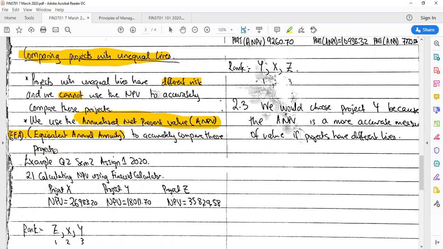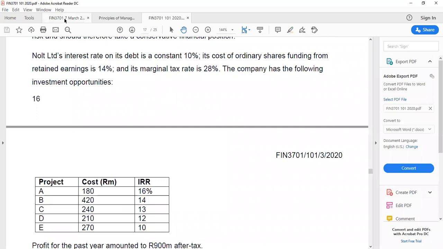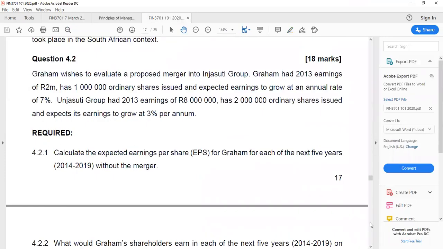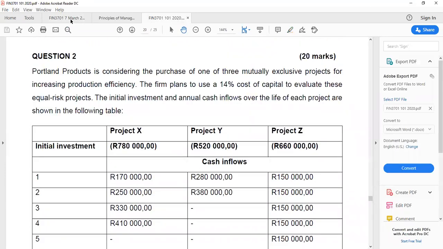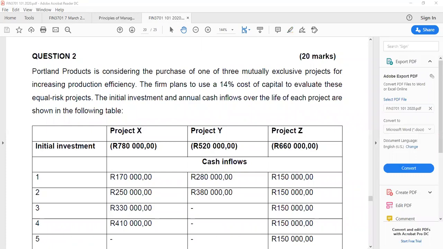So there's an example. I'll put it up on the screen. It's example 2, semester 2, assignment 1, 2020, question 2. Okay. So this question, sorry, let me put up.